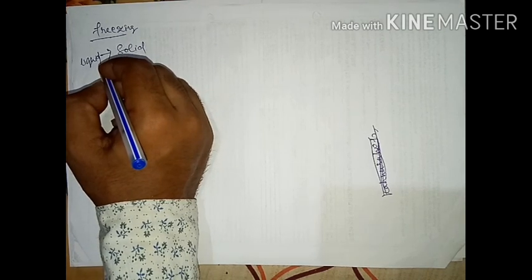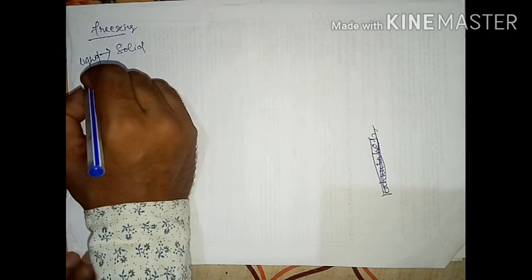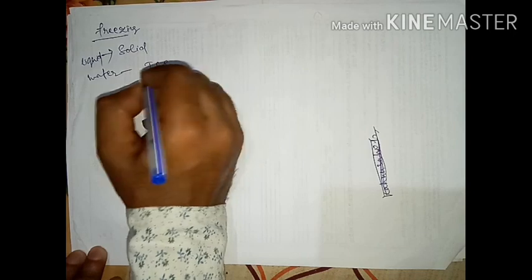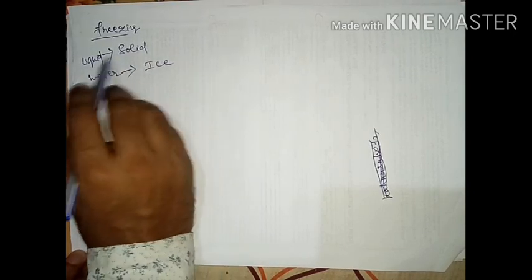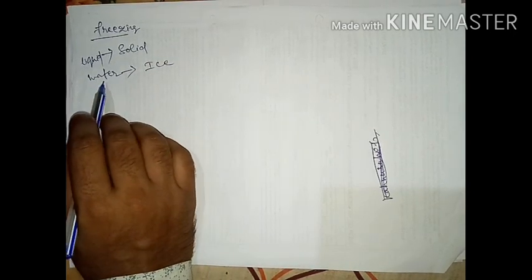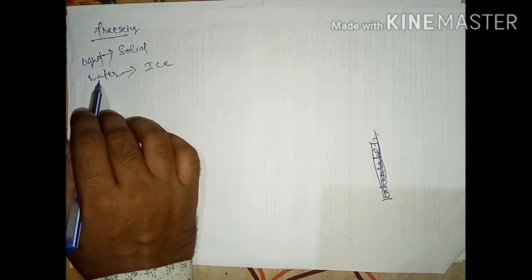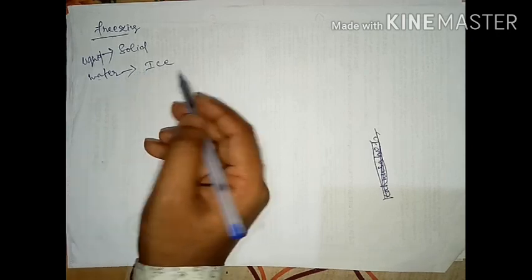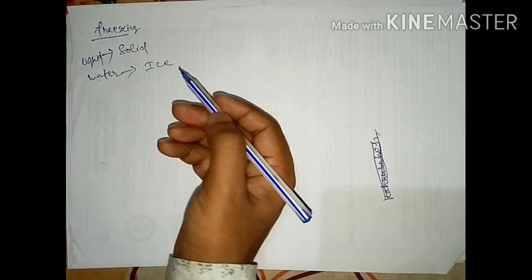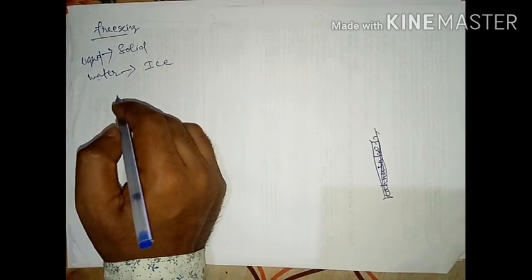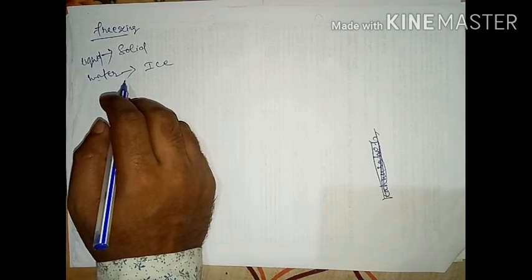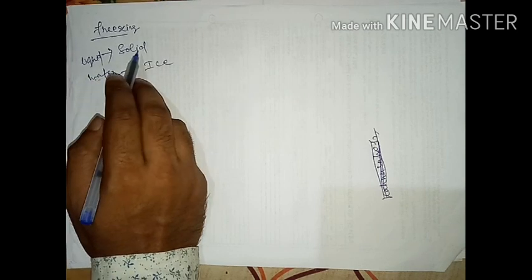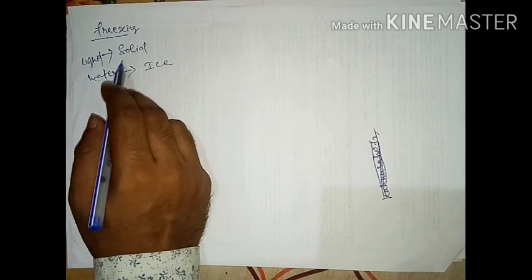This one is also by the cooling method, students. Suppose water to ice, this is the freezing process. When a substance in water or liquid state converts to ice or solid state, that is known as freezing. And the fixed temperature at which water or liquid converts into solid is known as the freezing point.